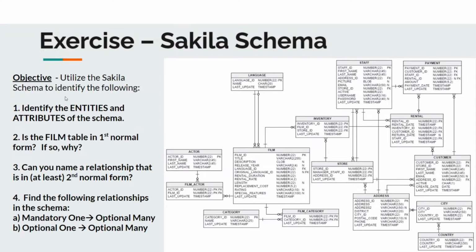So utilizing this schema, can anybody identify entities and attributes in the schema? Remember, the entities are like tables and the attributes are like the fields. It's okay if everyone's shy too. So entities would be like your film table, your inventory. These are the nouns: staff, payments, rentals.